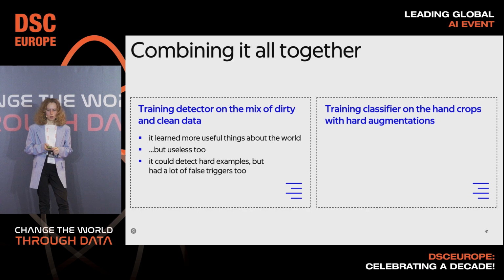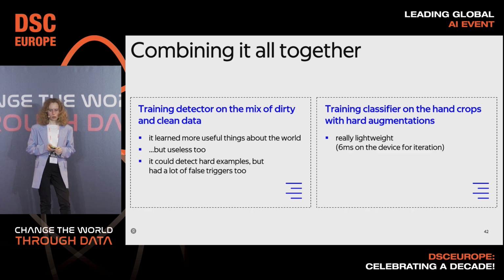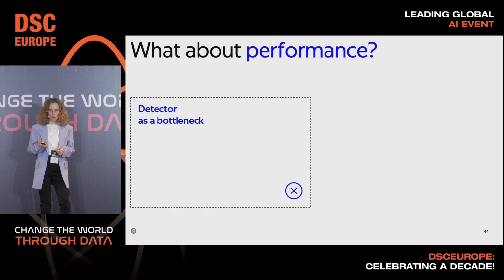But we also trained a classifier. It was trained on the clean data with hard augmentations, and we made it really lightweight, just 6 milliseconds on the device per iteration. And we also saw that we could filter the bad detections with our classifier, because it was trained only on the clean data, and it could distinguish crops of the hands or some other false crops. So we solved the problem with quality, because these two models together worked pretty well.